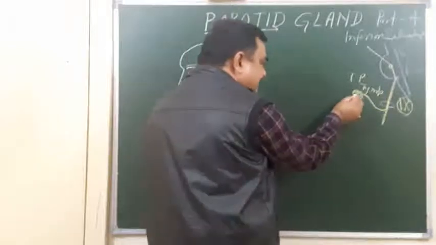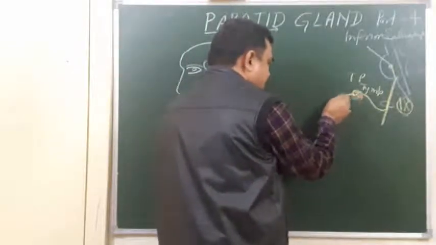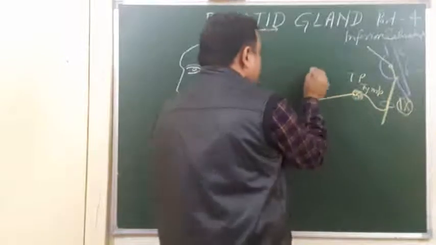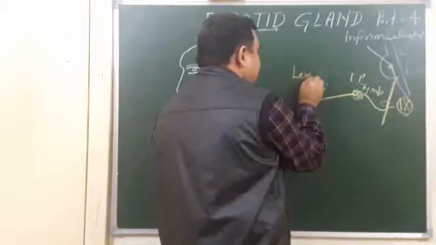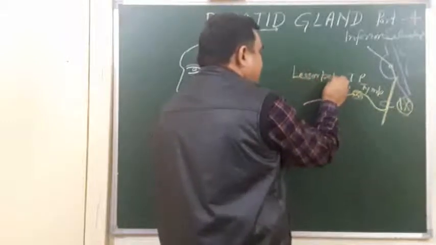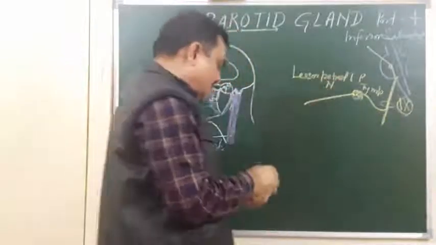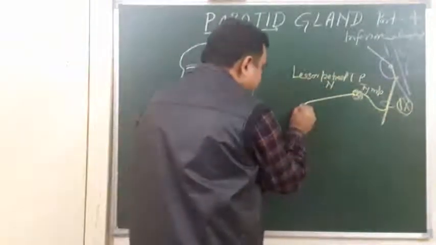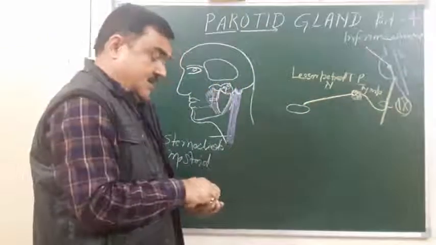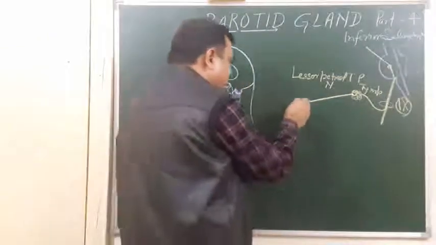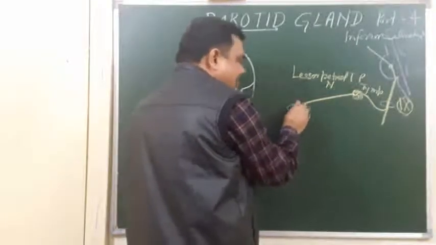From the tympanic plexus, a nerve arises, that is the lesser petrosal nerve. And here is the foramen ovale. Through this foramen, one nerve, the mandibular nerve, passes.